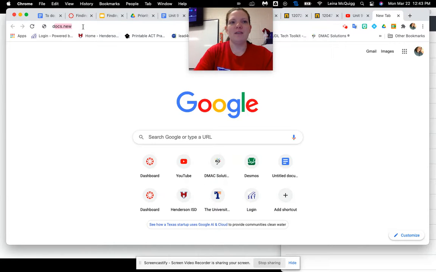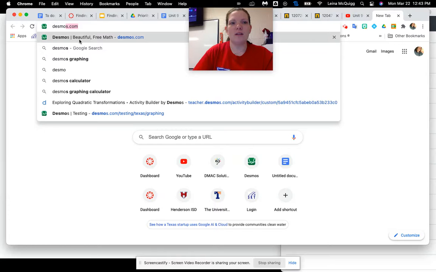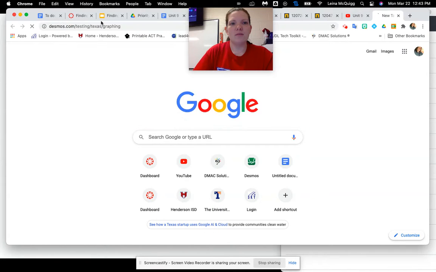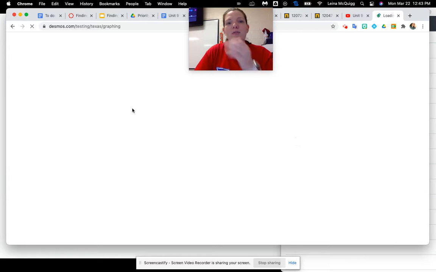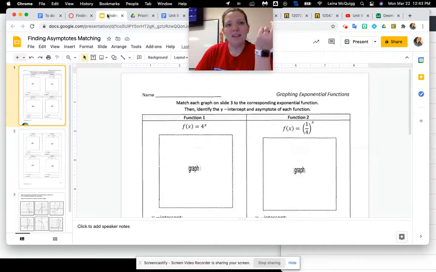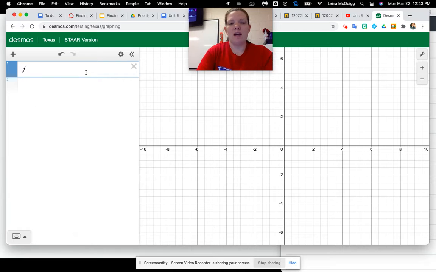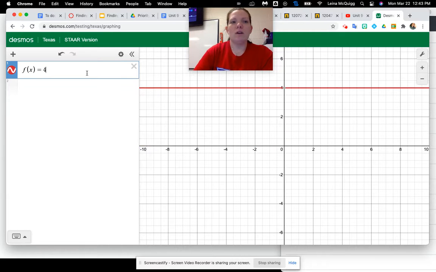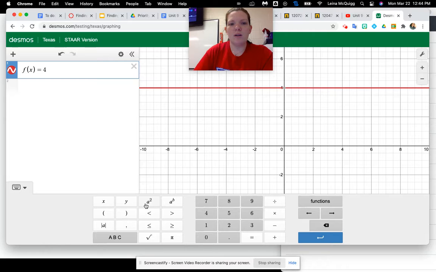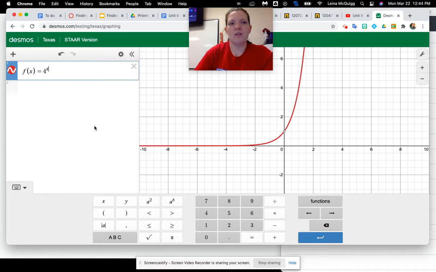So go to Desmos. Make sure you use the Desmos from Canvas, the testing mode Desmos. And this is how you're going to want to do this. Take your equation, f of x equals 4 to the power of x. So you're going to want to type this in. You can do shift 6 to get the x up there, or you can use this little keyboard and hit the x. Okay, x squared just changed to an x.